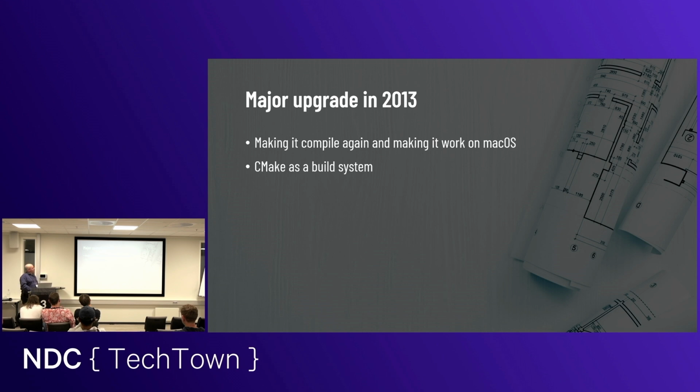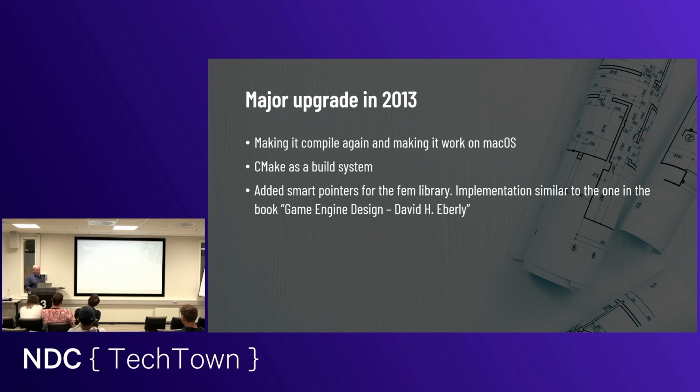I used CMake here to make a build system that worked on all platforms. It worked well. I added smart pointers to the FEM library, with an implementation similar to the one in the game engine design here. I'm not sure where smart pointers in C++ were at the time, but I used a lot of references from game development books to implement them. And stability improved a lot.